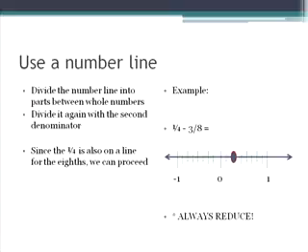1, 2, 3, 4, 5, 6, 7, 8. And on this side, 1, 2, 3, 4, 5, 6, 7, 8. Okay? Now, since the 1/4 is also on a line for the eighths, I can proceed. I start at the 1/4 and I subtract 3/8, which means I move to the left, and I have to take the eighths pieces. 1 piece, 2 pieces, 3 pieces. I end up at -1/8.